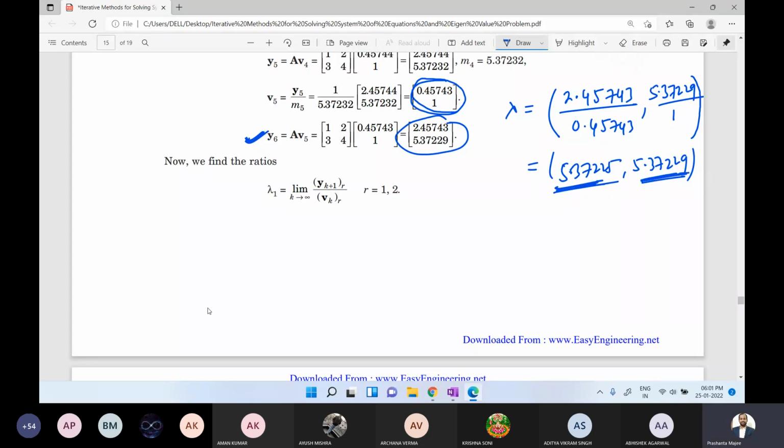So if you stop at the sixth iteration, what will be the corresponding eigenvector for the eigenvalue 5.37225? You can take either v5 or y6. Basically one is a constant multiple of the other. Okay, so this is how the power method works. This was for a 2 by 2 matrix.